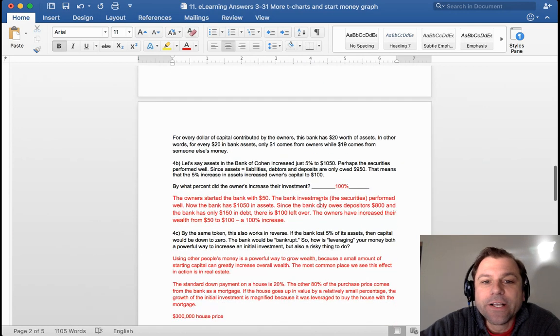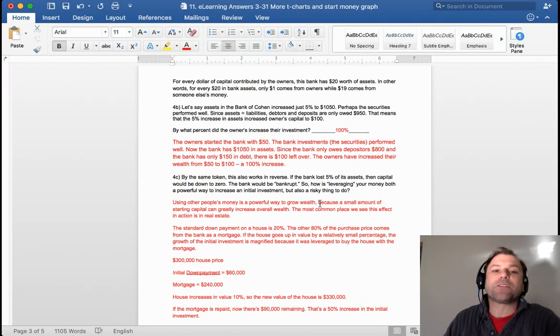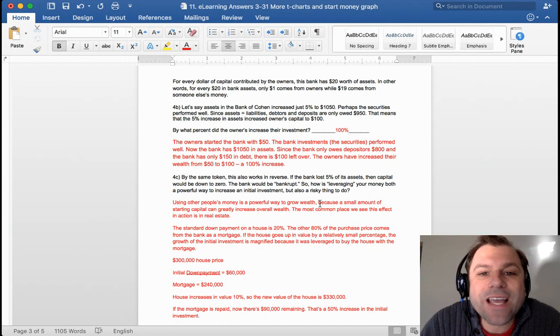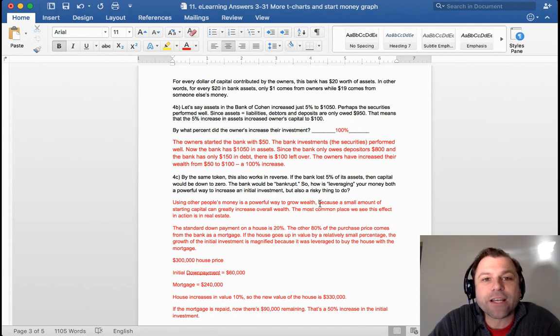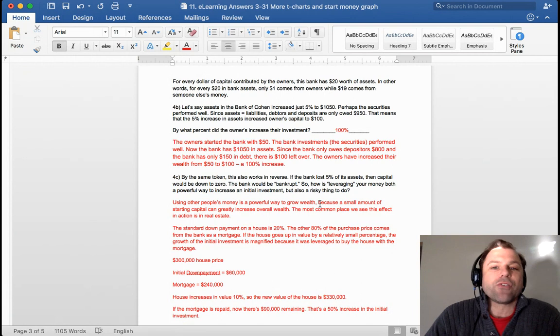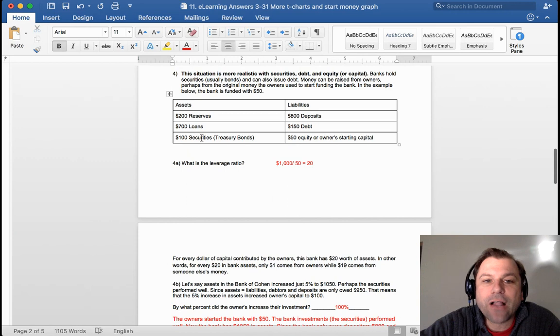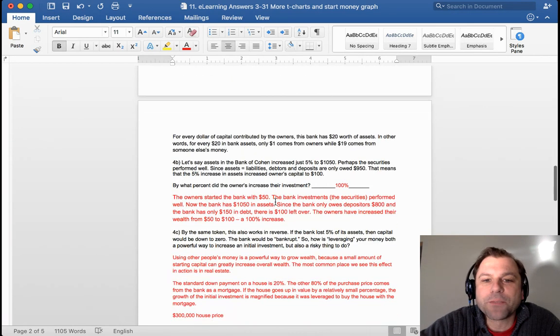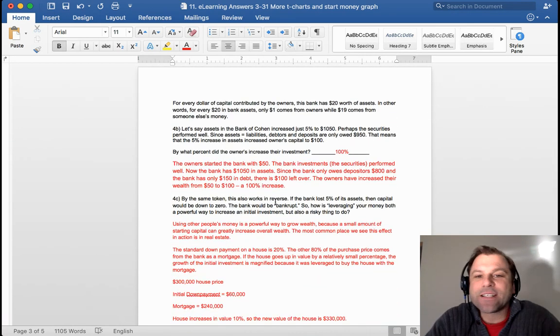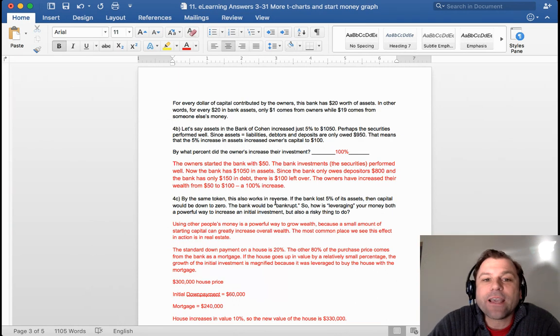Now, the concept of leverage is what this big explanation is about here. So the initial investment increased 100% in our situation in 4B. So let's say assets in the Bank of Cohen increased just 5% to $1,050. On the asset side, a lot of things can happen. Let's just say the securities performed well. So this bank had the securities of $100. Let's say they performed better than expected. So if that's the case, then the liabilities and the assets always have to equal each other.